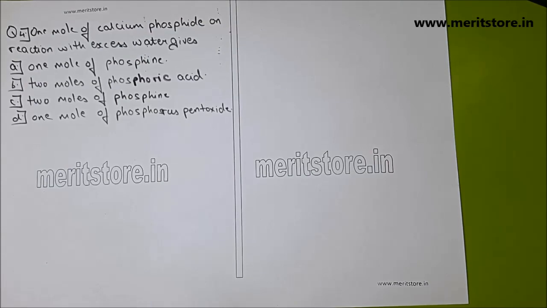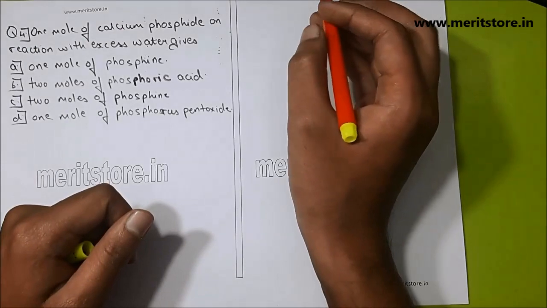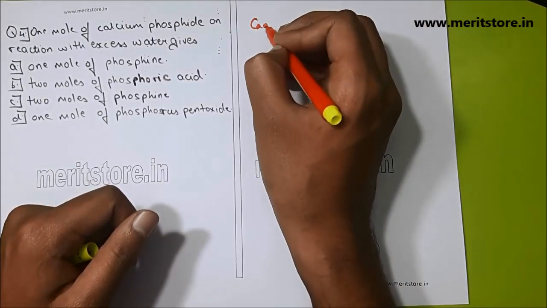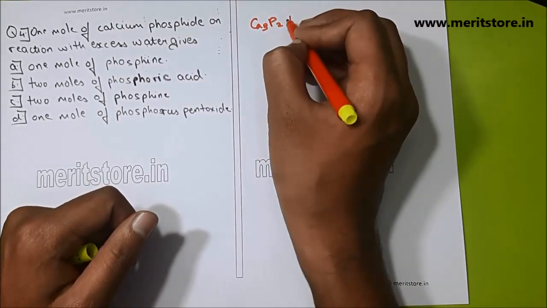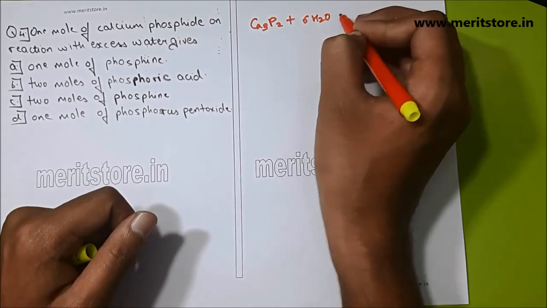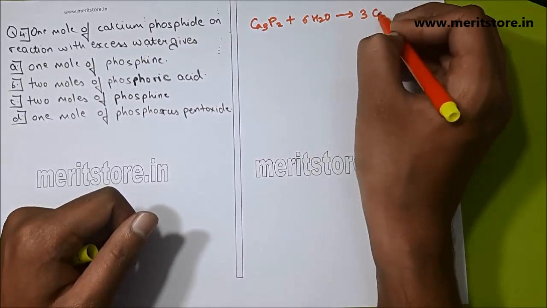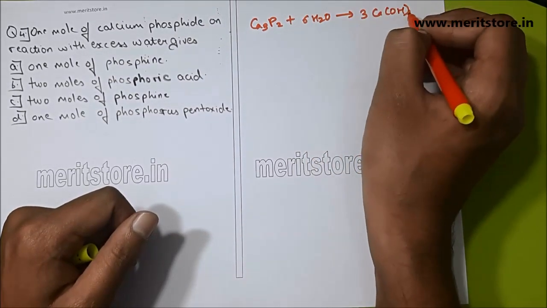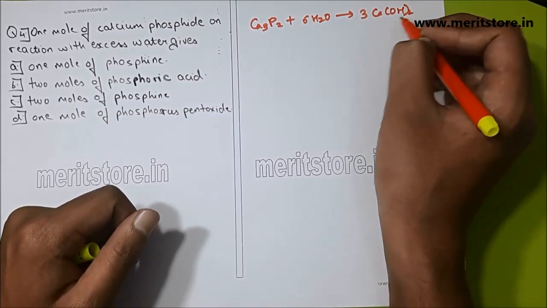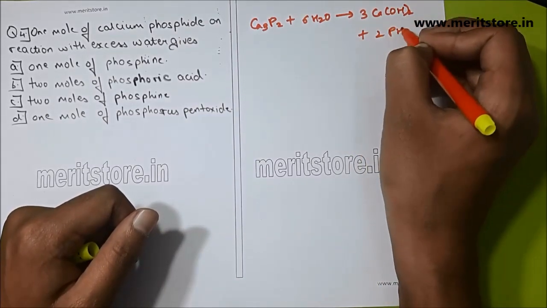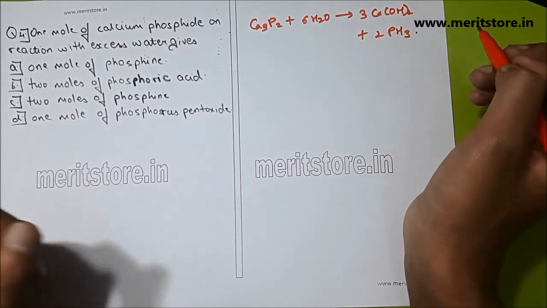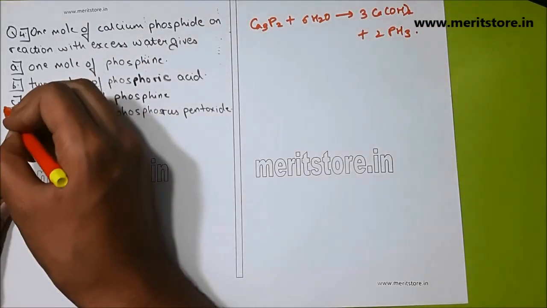Number 4. 1 mole of calcium phosphide on reaction with excess water gives A, 1 mole of phosphine, B, 2 moles of phosphoric acid, C, 2 moles of phosphine, D, 1 mole of phosphorus pentoxide. We have calcium phosphide. We can write this as Ca3P2 plus 6 moles of water gives 3Ca(OH)2, this is calcium hydroxide, plus 2 moles of phosphine. So option C is the correct option.